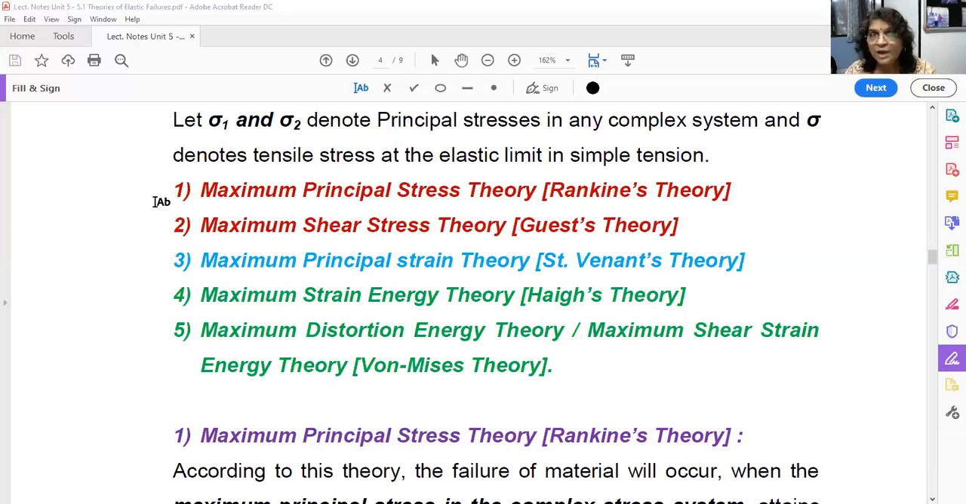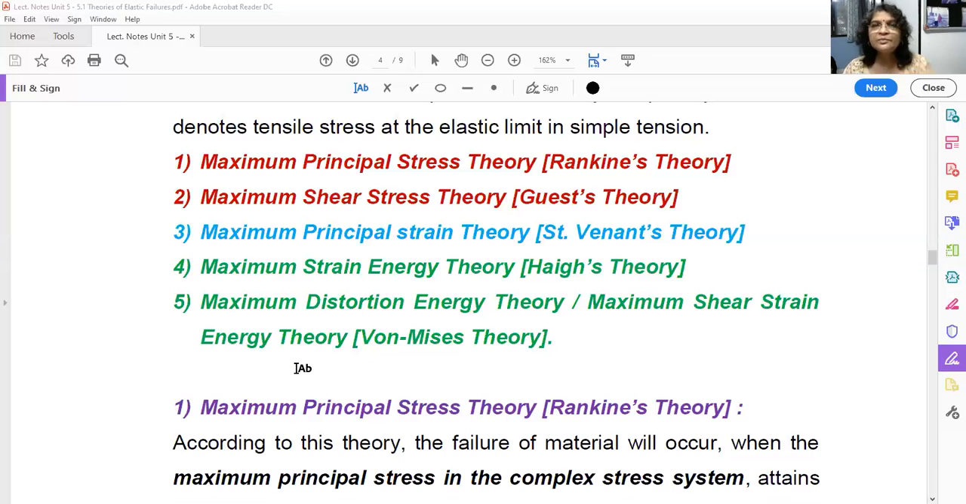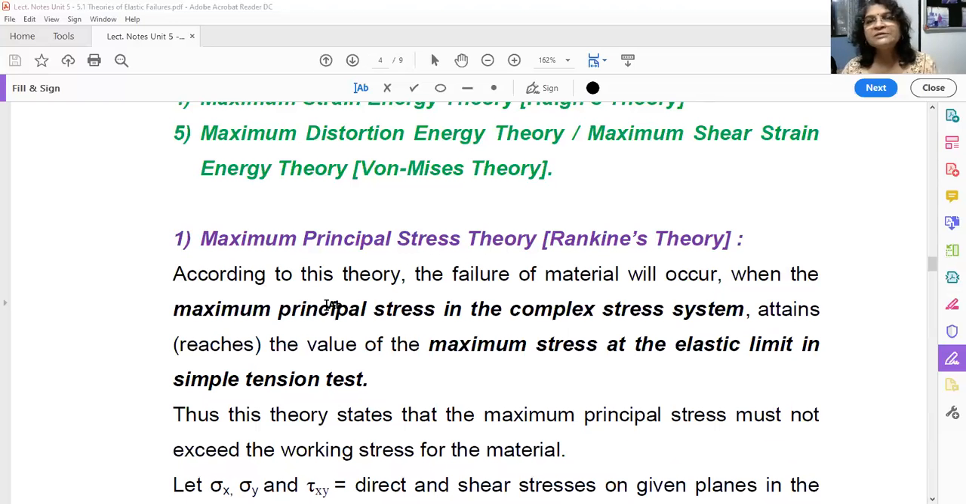Okay, so again I will tell you how to remember the names in this sequence for these 5 theories of elastic failure. The first 2 theories are based on stresses. The third theory is based on the strain, and the last 2 theories are based on the strain energy. Understood? Now let us learn the first theory, that is maximum principal stress theory.